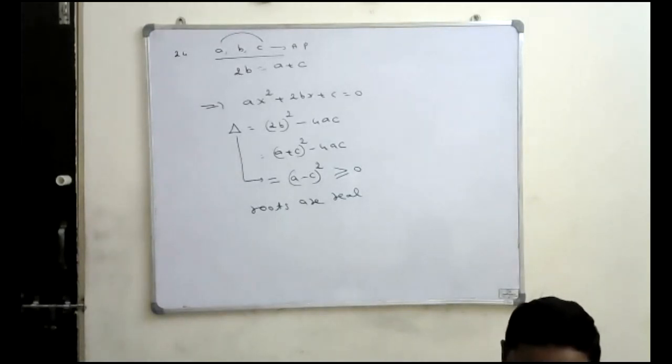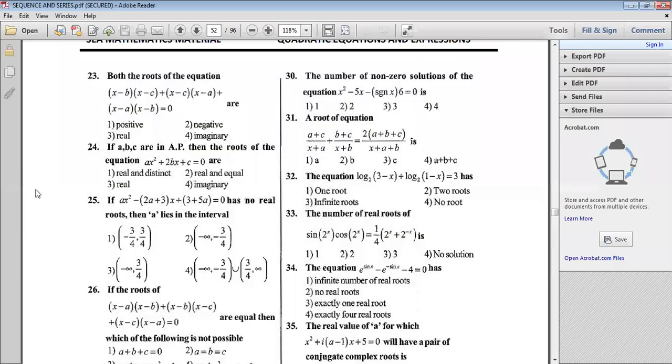Okay. Next, look at the next problem. Observe the 25th problem. Ax square minus 2a plus 3 into x plus 3 plus 5a is equal to 0 has no real roots.